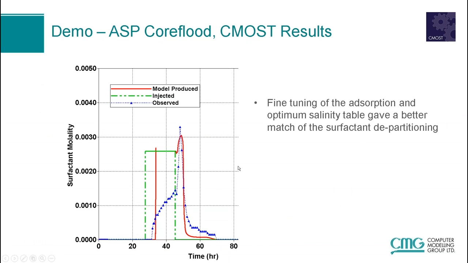Now this is showing the fine tuning I did. I changed the absorption and the optimum salinity table, and I got a much better match of this portion of the curve, showing that GEM is matching the phase behavior of the surfactant fairly well. As soon as we stop the alkali injection here, which is the green curve, we get this spike in surfactant production that we matched fairly well. The only part of the curve that is not matched that well is this ramp up here, and that ramp up could possibly be matched by changing the input solubilization ratio curves.